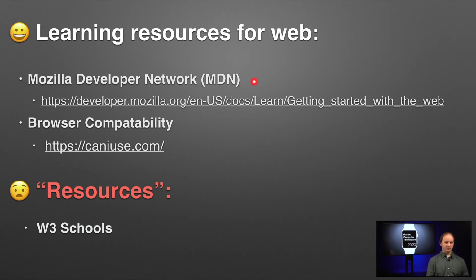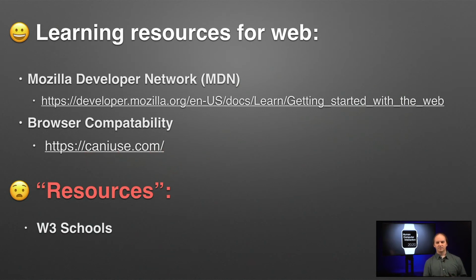Mozilla Developer Network is my favorite. They've got a ton of articles and standards and information here to help you do whatever it is you want to do. Also, of equal importance is this website, caniuse.com.